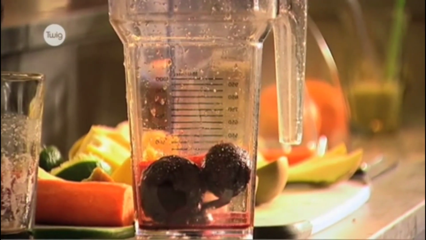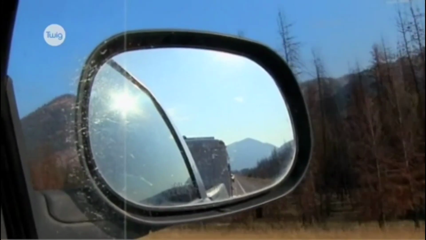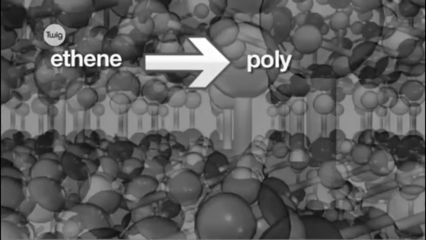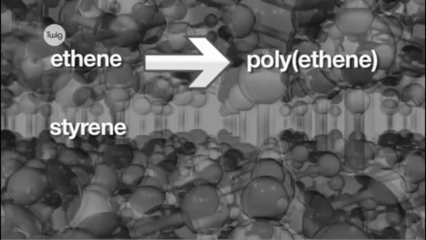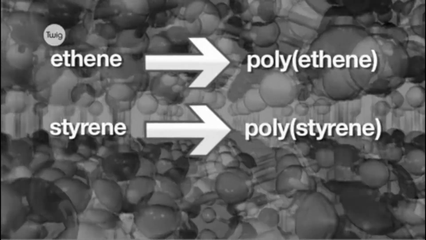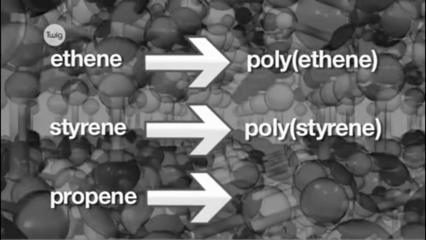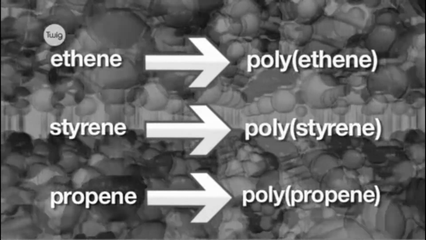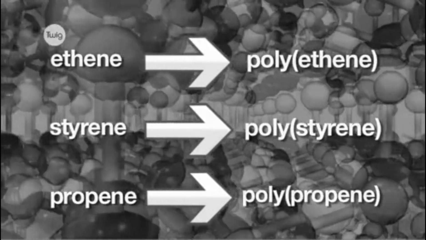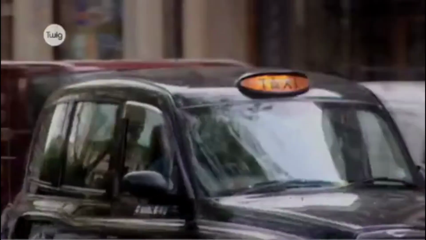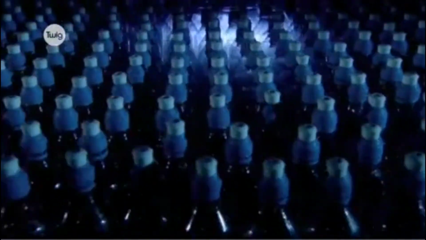Plastics often take their name from their component monomers. So ethene becomes polyethene or polythene. Similarly, styrene becomes polystyrene, and propene becomes polypropene. The reason plastics have different properties isn't just because they're made from different monomers. It's also down to how their polymer chains are arranged and held together.